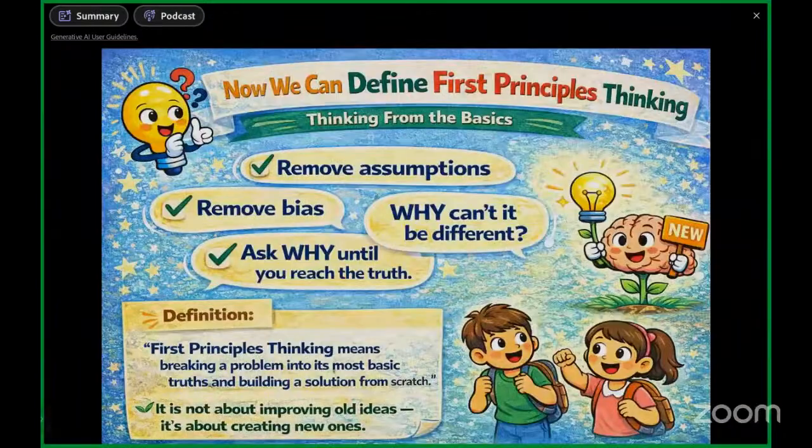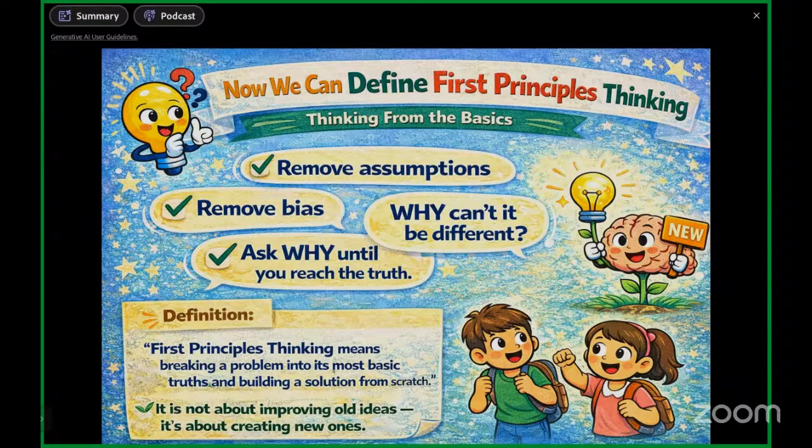Now, if you look at first principles thinking, it is basically thinking from the basics. You remove all the assumptions that we talked about, you remove all the bias that we talked about, you ask why again and again and again until you break down everything that is around you into small aspects that you can understand. You see the definition written here. First principles thinking means breaking a problem into its most basic truths and building a solution from scratch.